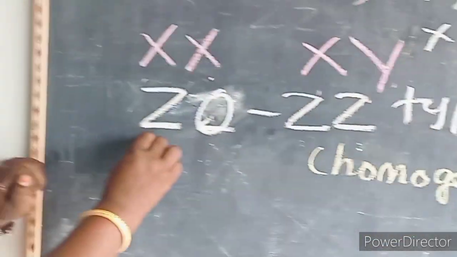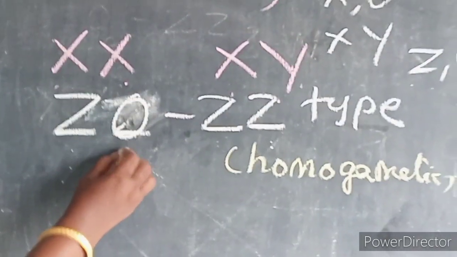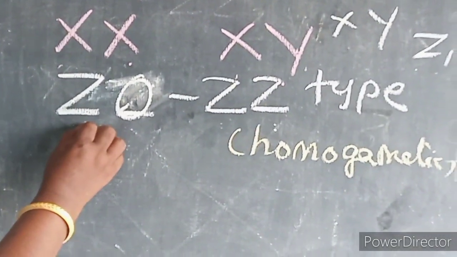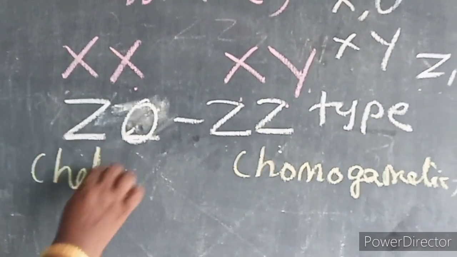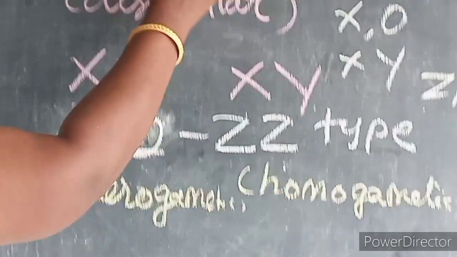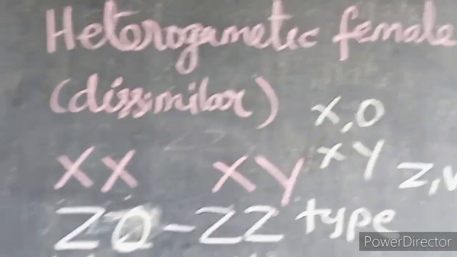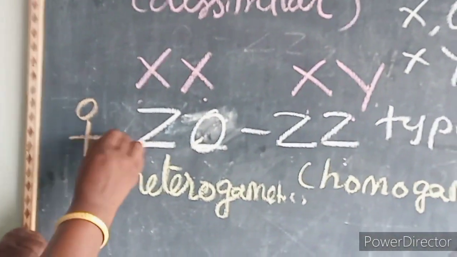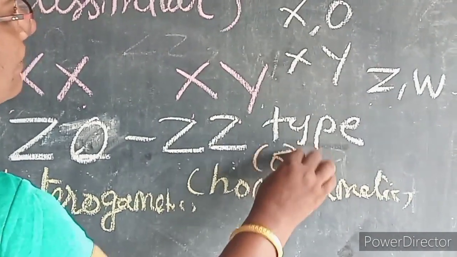இங்க பாருங்க, ஒரு Z chromosome, இன்னொன்று O chromosome. அப்போ இது ரெண்டுமே எப்படி இருக்கு? டிஃப்ரெண்டா இருக்கு. அப்போ two dissimilar gametes, then it is known as what? Heterogametic. நம்ம டாபிக் என்ன? Heterogametic female. So this is the female and this is the male.